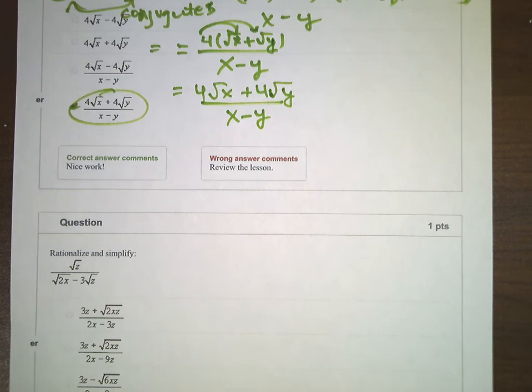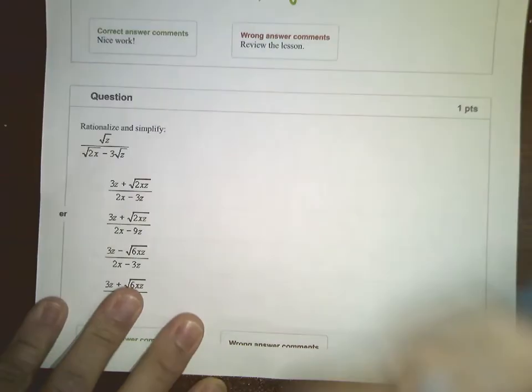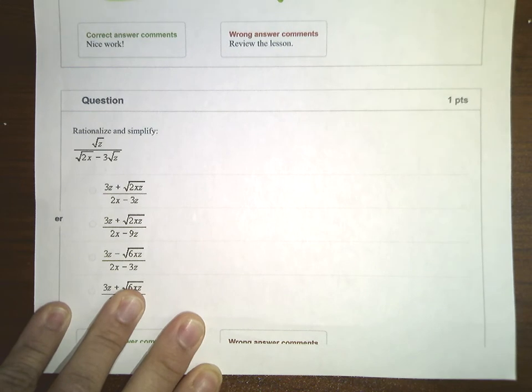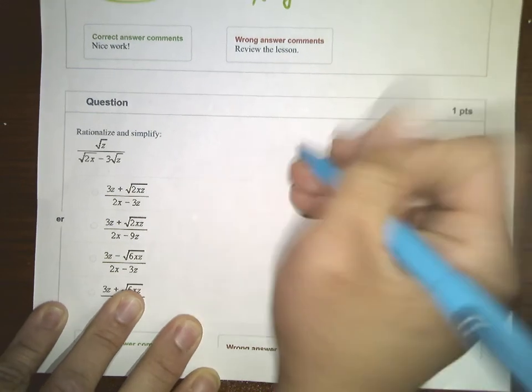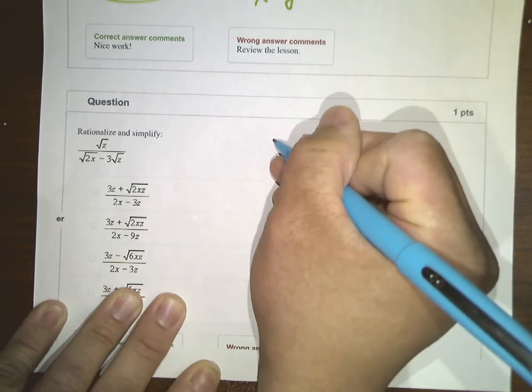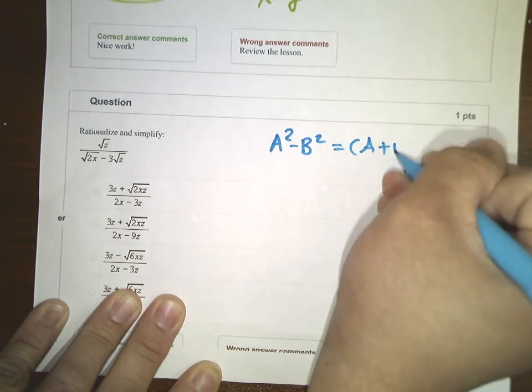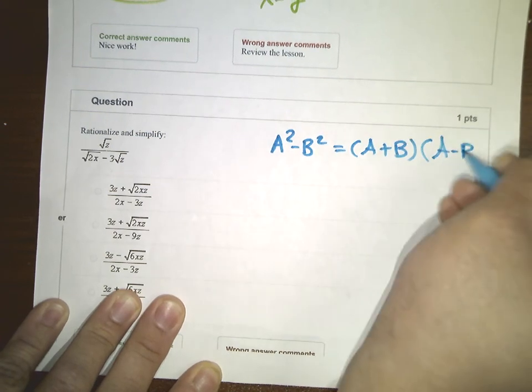All right, let's try one last problem here. So this one happens to be a problem where it's a little bit more difficult even, but not impossible. I don't want you to think any of these are impossible because you can do anything you want in life if you put your mind to it. Don't shortchange yourself. So we have a squared minus b squared is equal to a plus b times a minus b.